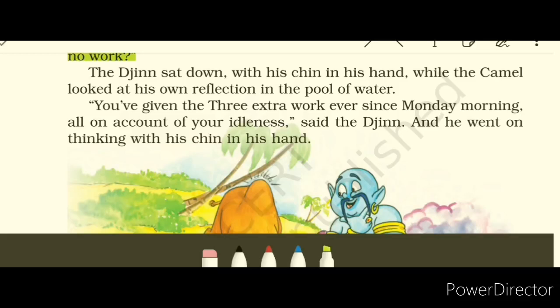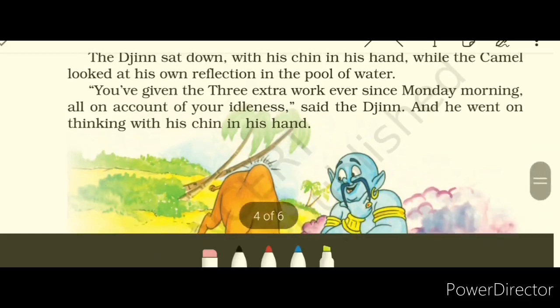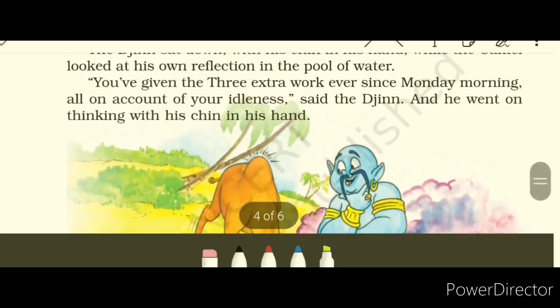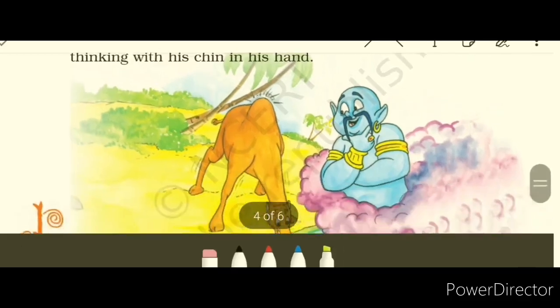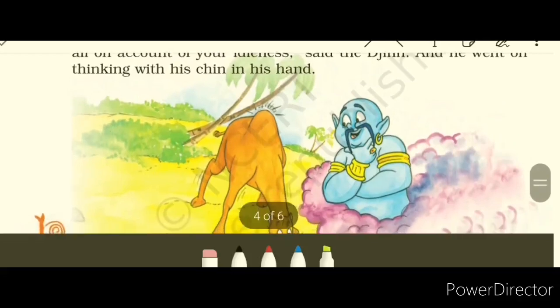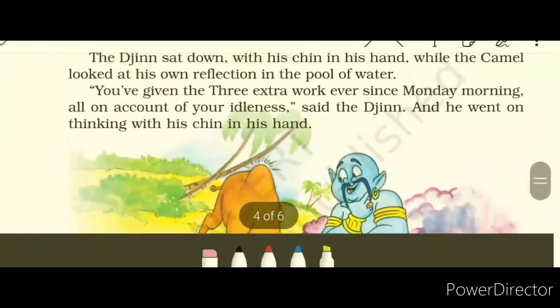He held his chin, suggesting he was thinking by looking at the camel. He says, "You have been given 3 extra walks ever since Monday morning, all on account of your idleness," said the jinn. And he went on thinking with his chin in his hand. You were given 3 different works since Monday morning, but you did not do any of them. You did not accomplish a single walk thanks to your laziness. After seeing this, he continued thinking, with his hand on his chin. And what happens? Let's find out.